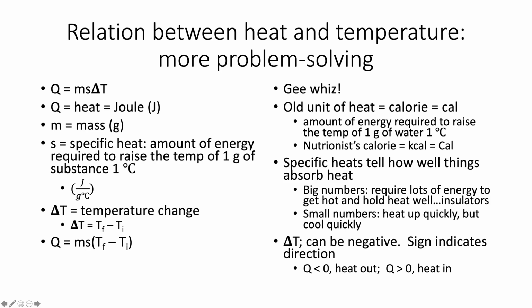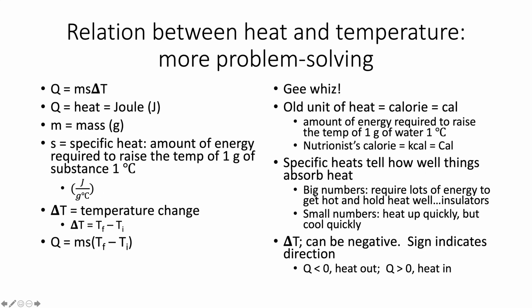That's just some trivia. M is the mass. Okay, S is the specific heat. This, again, is a physical property. It's the amount of energy required to raise the temperature of 1 gram of whatever that substance is, 1 Celsius degree, so it's joules per gram degree C. And again, specific heat tells how well things absorb heat.